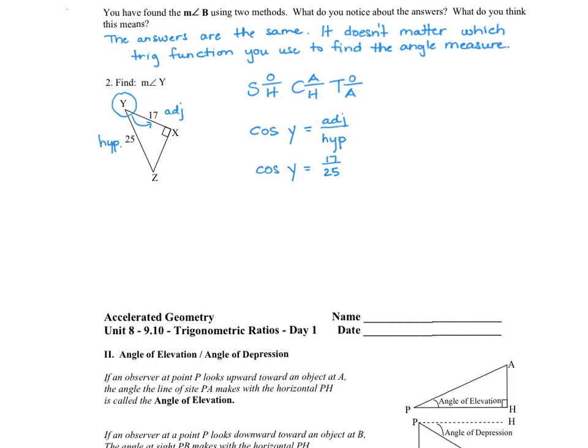If I want to get y all by itself, I need to get rid of the trig function. So I'll take the inverse trig function of both sides, and it goes in front of the relationship. So I want the inverse cosine of 17 over 25. And when I plug that into my calculator to the nearest degree, we should all get 47 degrees.